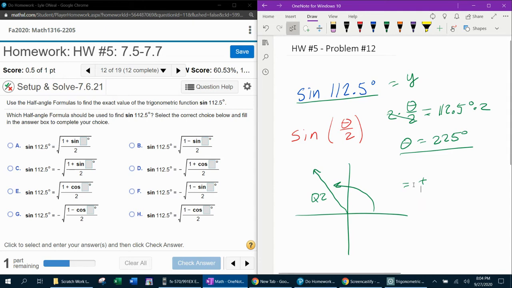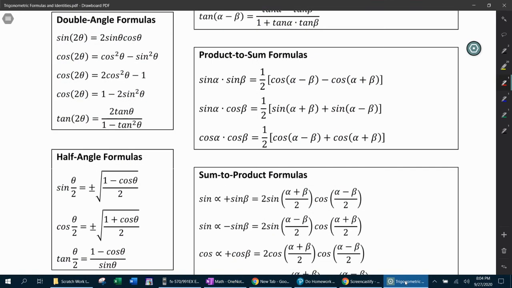So the next step is to find the formula for sine of theta over 2. So if we go to our half angle formulas, we can see that it's going to be plus or minus. Now, again, that doesn't mean that you can choose whatever you feel like. It means it's going to be either plus or minus based on the quadrant the angle is in, okay? And this formula is square root of 1 minus cosine theta over 2.